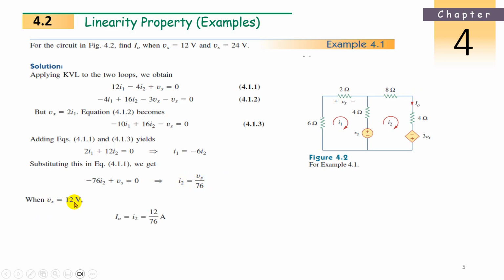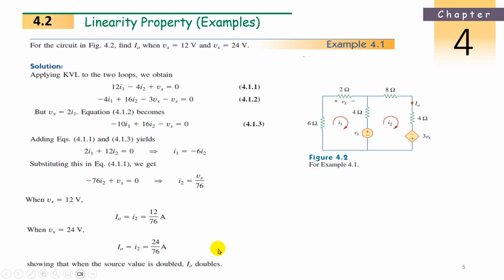So now Vs is equal to 12 volts. I0 is nothing but I2, which is Vs by 76, so 12 divided by 76. That is the current. Now Vs is equal to 24. Then substitute in Vs by 76: 24 divided by 76. So when Vs is equal to 24, I0 is equal to 24 by 76.